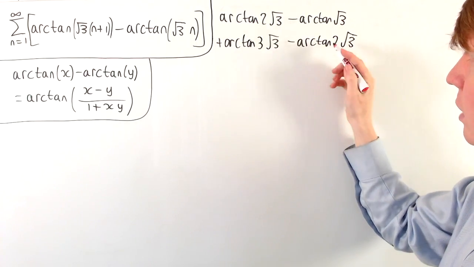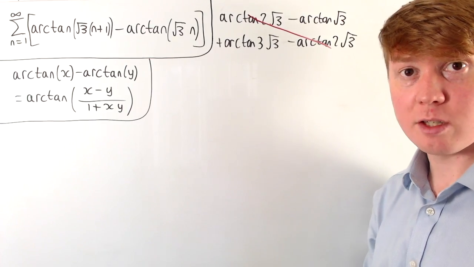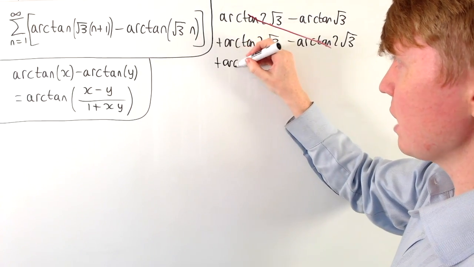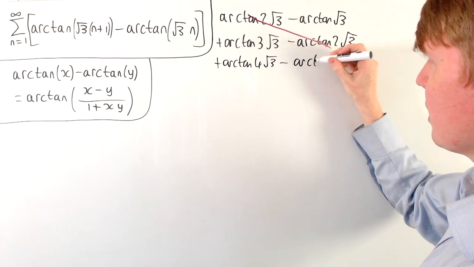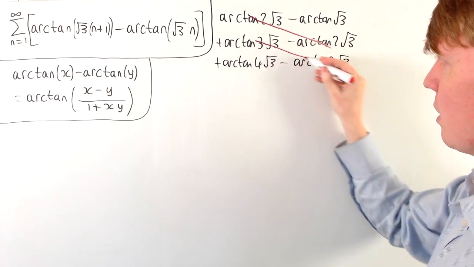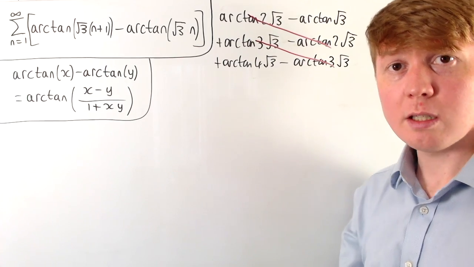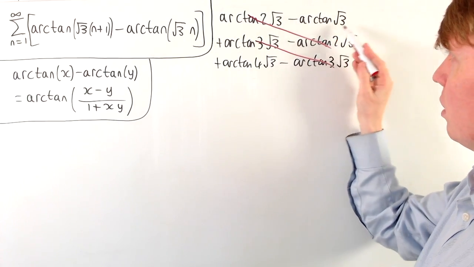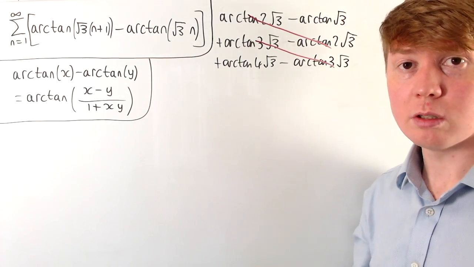Arctan 2 root 3 minus arctan 2 root 3. And similarly, when we go up to n is 3, we add in an arctan 4 root 3 term, and we take away an arctan 3 root 3 term. So here, once again, we get some cancellation. So now for this sum all the way up to infinity, it seems like there's always going to be this minus arctan root 3 term, and there's also always one left over, which also doesn't cancel.